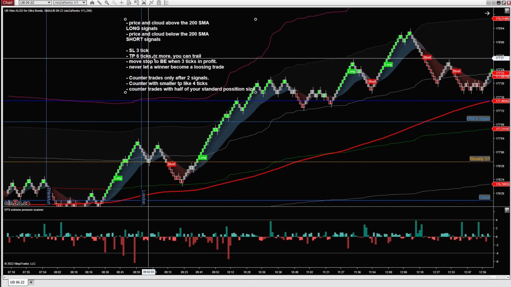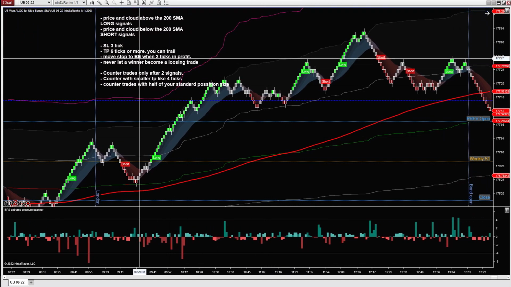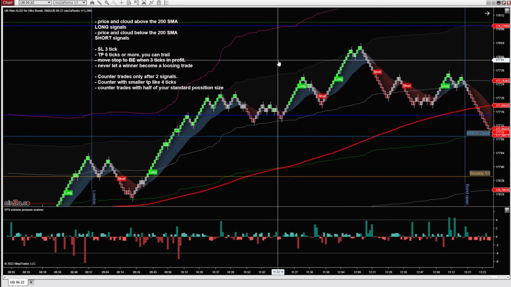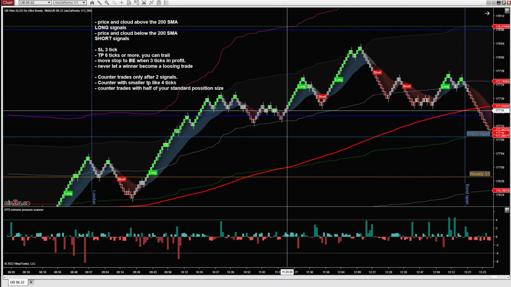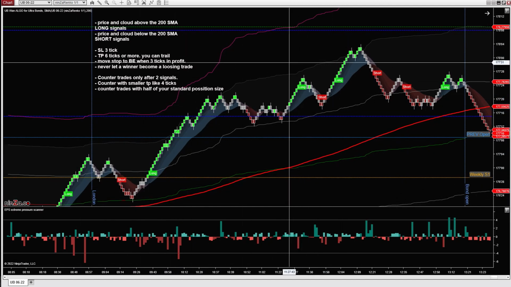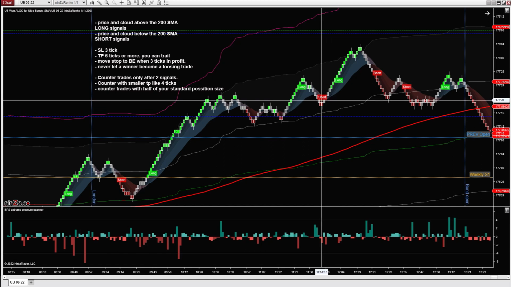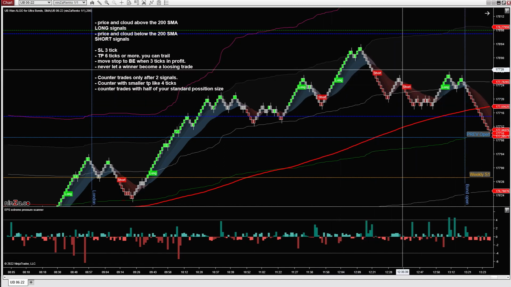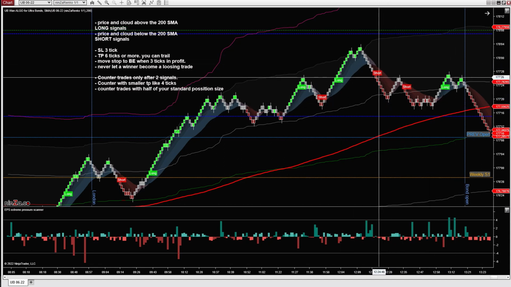Okay, then there is a counter trade possibility. I'm going to show you an example. Price went from a narrow state to a wide state. It was very wide. And here we had a short signal. First one, we don't take it. But this is telling us price might set up for going back to the narrow state, moving back towards the 200 SMA. This was the second signal.